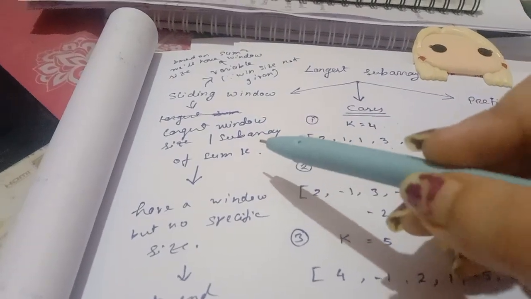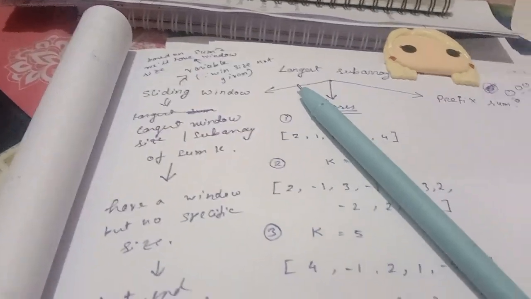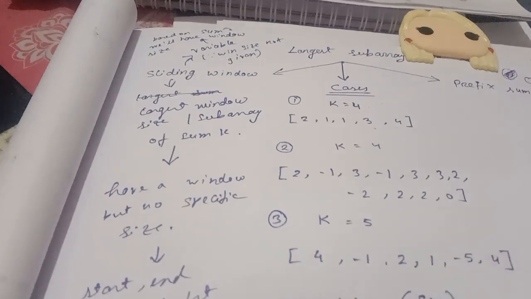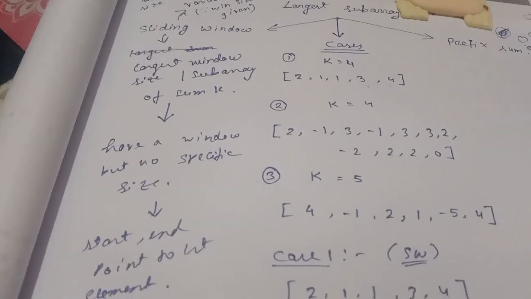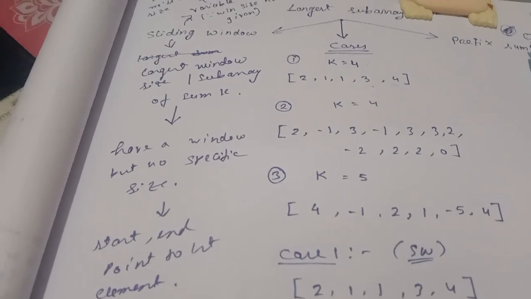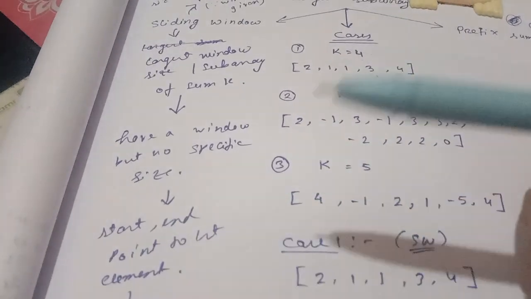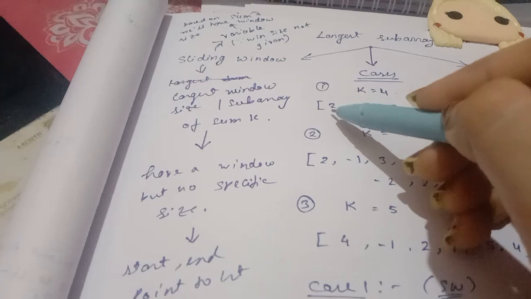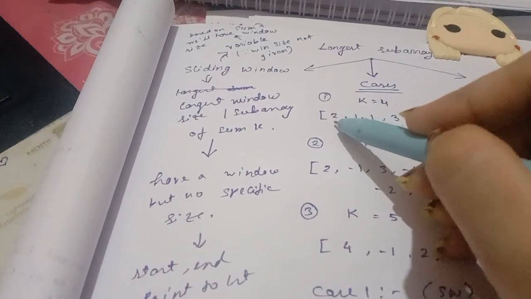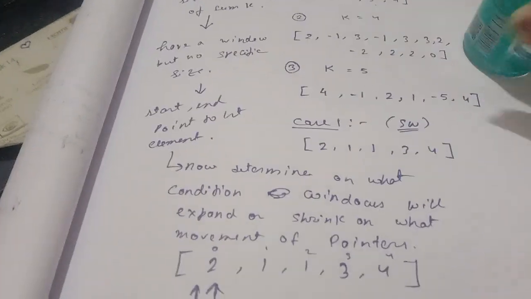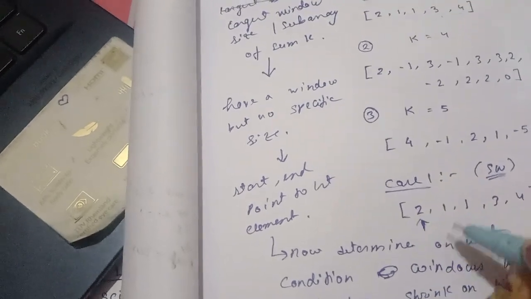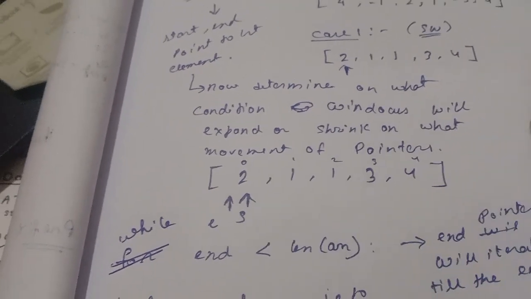But after this, how to start the question? We are not given any starting index or ending index, or any window size. So the easiest thing we can do is take two pointers, a start pointer and an end pointer. Where do we point these pointers now? Let us point the start pointer and end pointer at the 0th element, the first element of the array, that is 2. For example, here I have shown case 1, where the starting and ending pointers are pointing at the 0th element.